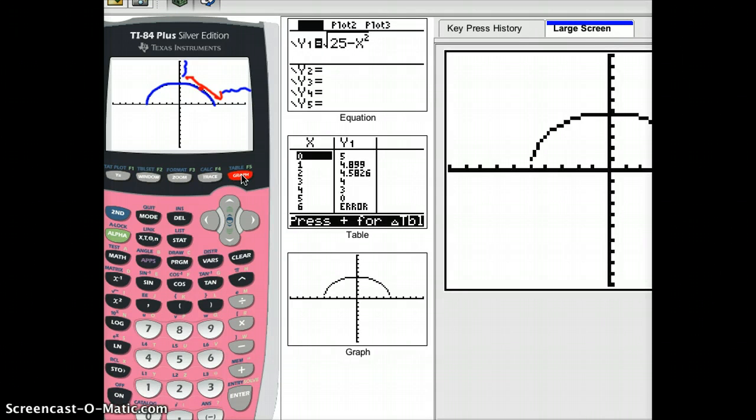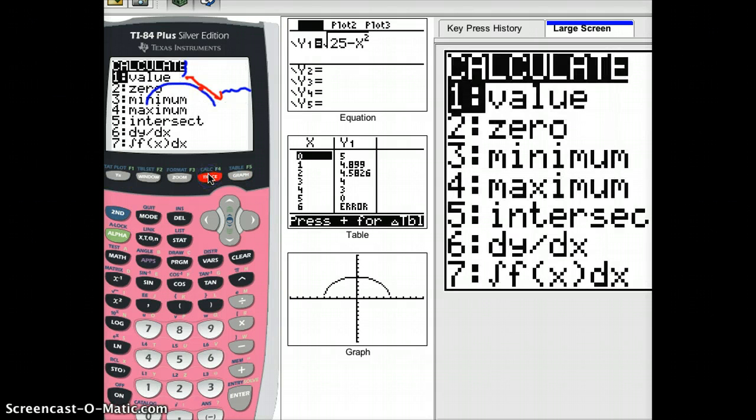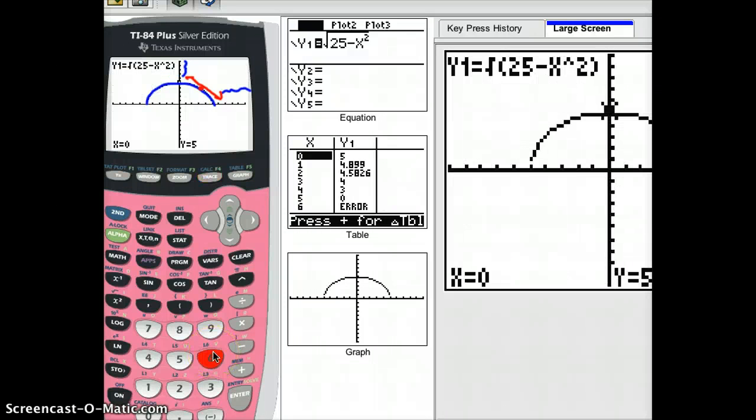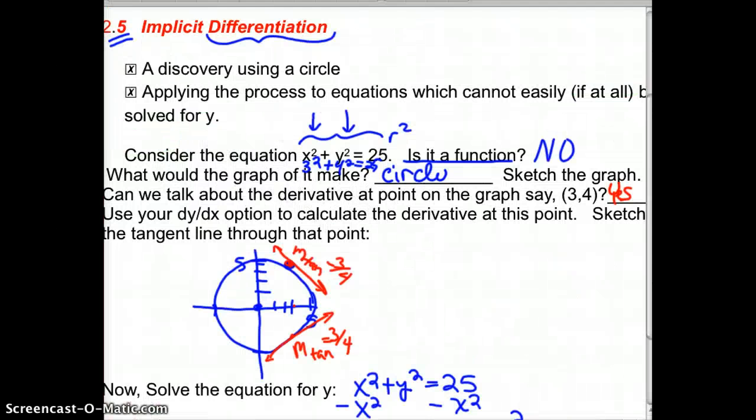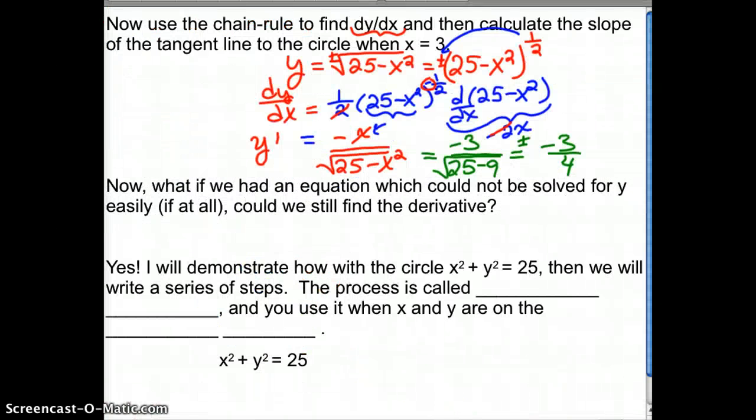Well, let's verify that using our calculate the derivative option, number 6. Let's see what happens when we calculate that derivative when x equals 3. I'll hit enter, and you'll notice it gives me here a negative 3/4. So that all matches. So nothing new here yet. Move on ahead on the page.